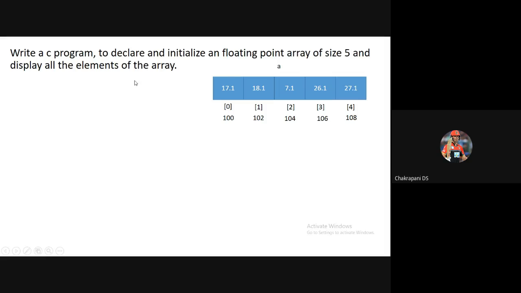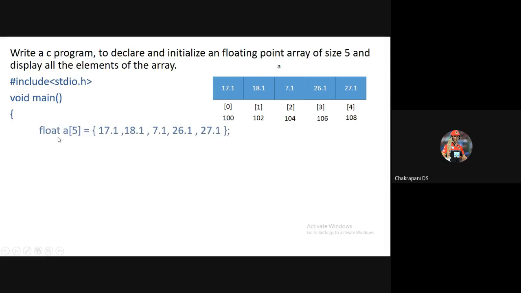Floating point array means the array stores floating point values, and display all the elements of the array. So first line, second line, third line. Instead of int a, I'm going to take it as float a, because the memory blocks created must be floating point memory blocks, so that they can store only floating point values.